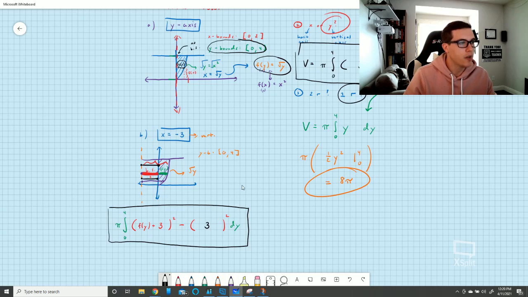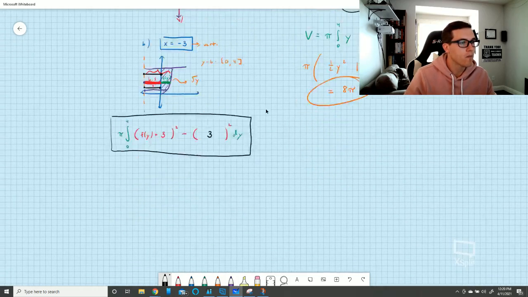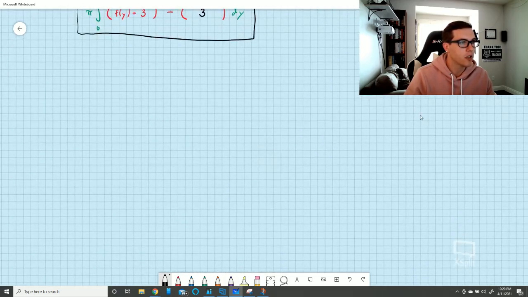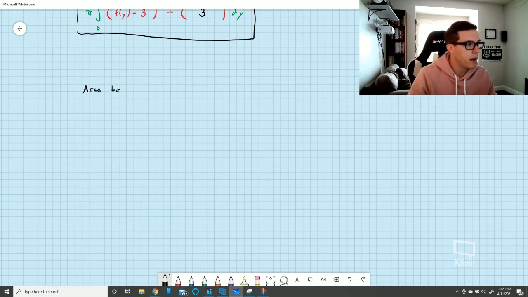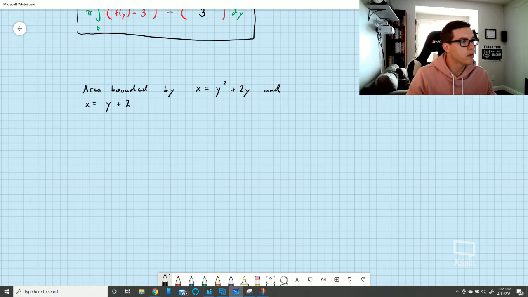All right, so I lied. Let's just do an A and B for each one. So one more example. This video is a lot faster today, and then you get to try the homework. Let's say this one. Area bounded by, I have 2 curves for you. x equals y squared plus 2y, and x equals y plus 2, and we'll do 2 examples. The first one, let's go around x equals 5.